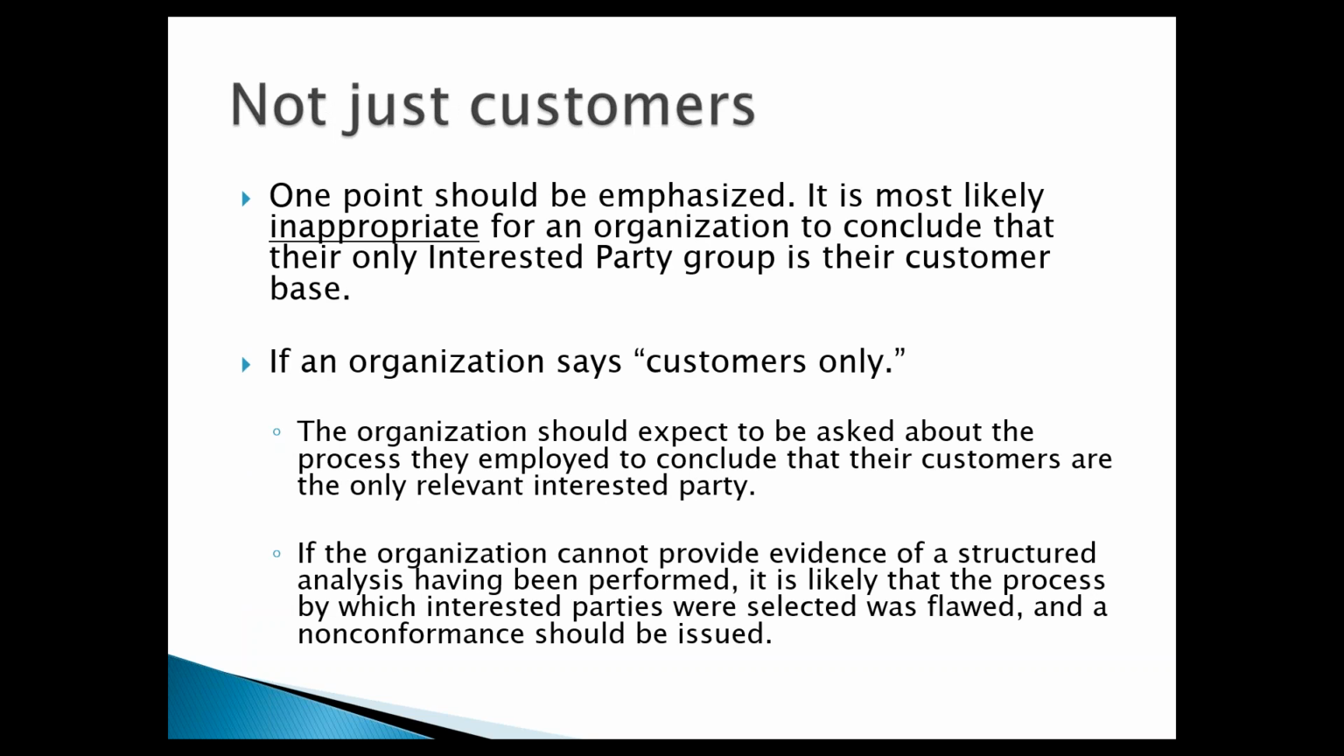So a key takeaway from this is, in most cases, it's going to be inappropriate for an organization to conclude that their only interested party group is their customer base. So we've trained our auditors that if the organization says to us, well, the only interested party is the customers, we've trained our auditors to ask some probing questions about that and say, okay, how did you come to that conclusion? What process did you follow? What analysis did you perform to arrive at that decision? Now, if no analysis can be shown, it's likely that the process by which the interested parties were selected was flawed, and it's possible in that circumstance that a nonconformance would be issued.